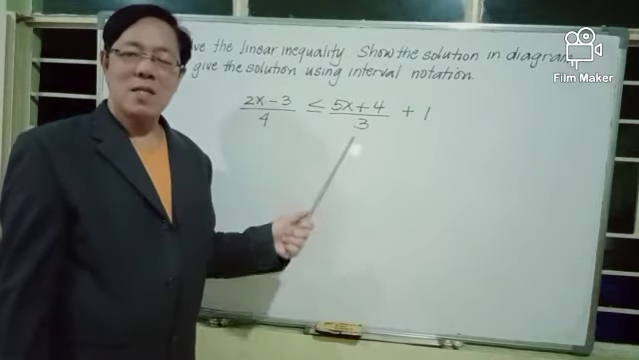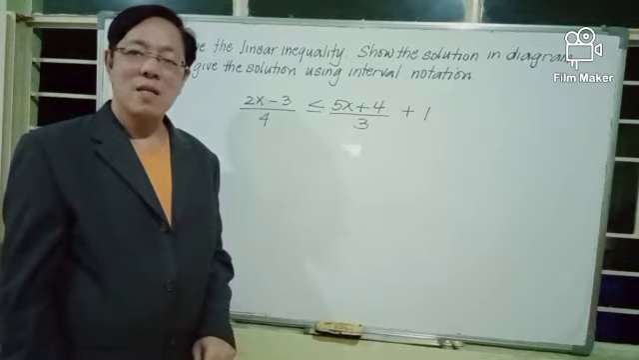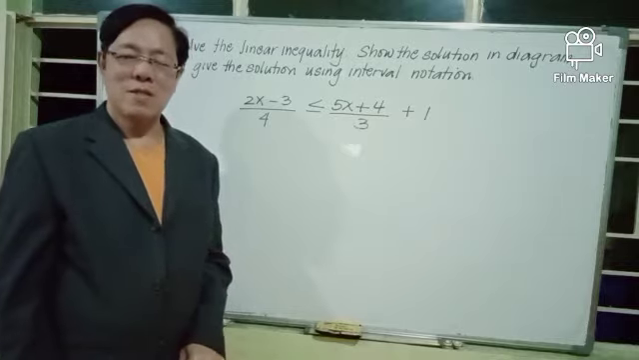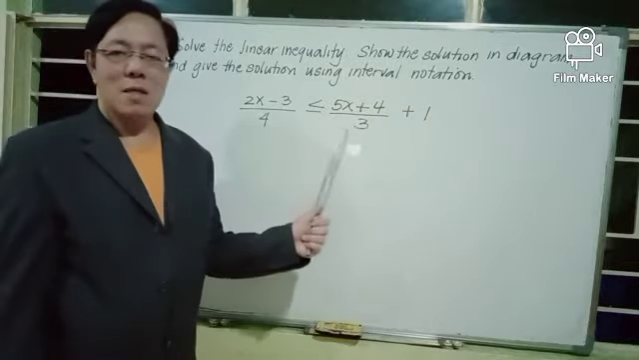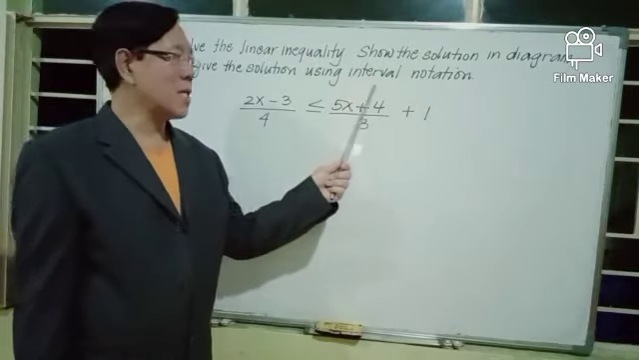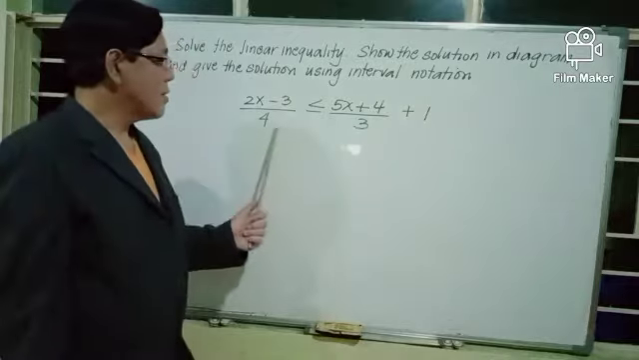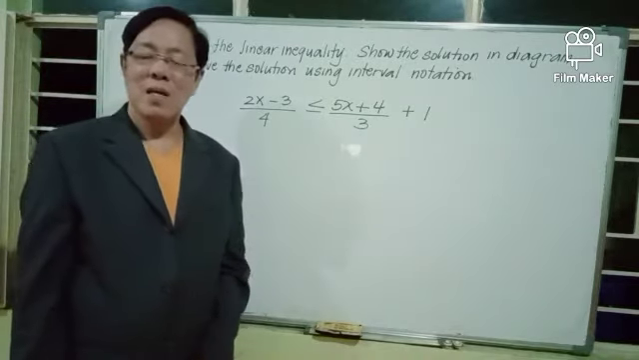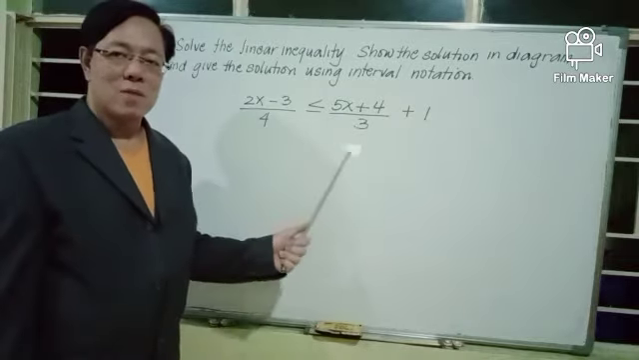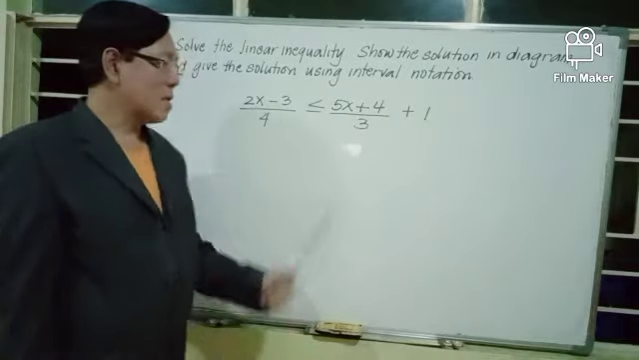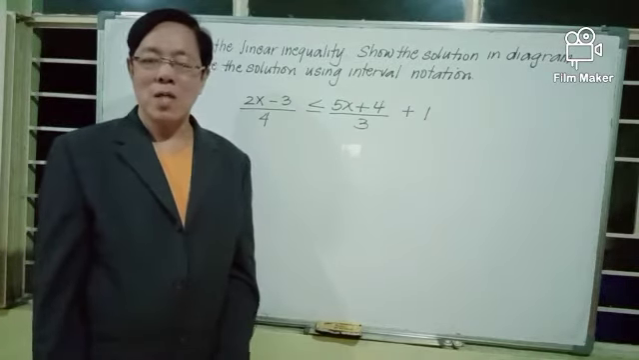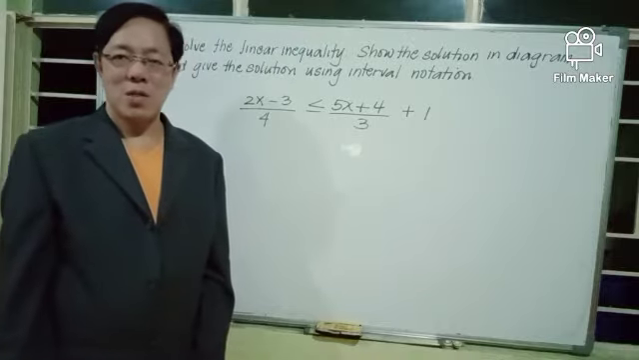When we solve this linear inequality, we will find that there is more than one, actually infinitely many solutions for this linear inequality in x, and we will write the solution using interval notation. The first step, if you have a rational expression in the given, is to eliminate the denominator by multiplying the left-hand side and the right-hand side by the LCD, or the lowest common denominator, or least common denominator.